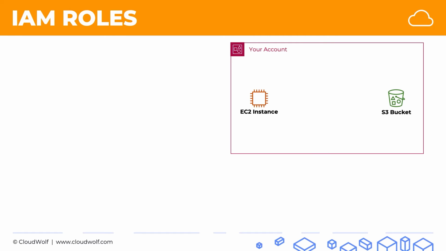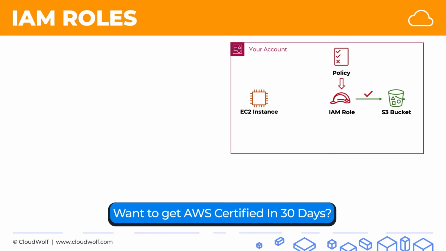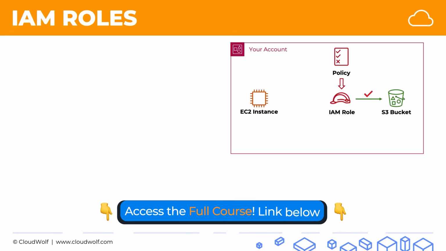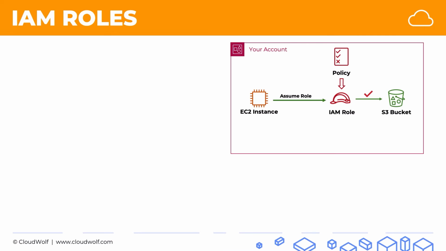Now, how do we accomplish this? Well, the correct way of doing this in AWS is to create an IAM role and attach a policy to that role. So you're not attaching the policy to the EC2 instance, you're attaching the policy which allows access to the S3 bucket. You're attaching that policy to the IAM role. And then the EC2 instance will assume this role whenever it needs access.